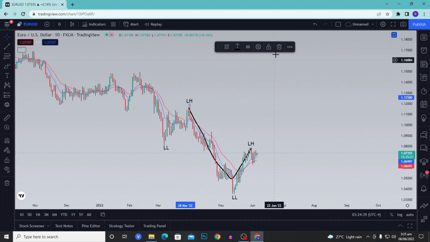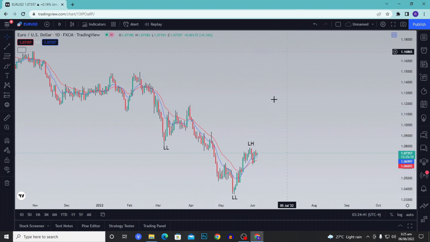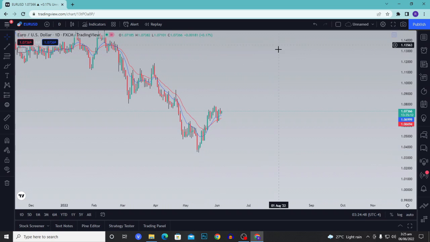So now we're going to be talking about the mistakes I see other traders making, as well as the mistakes I see these YouTube forex gurus teaching.